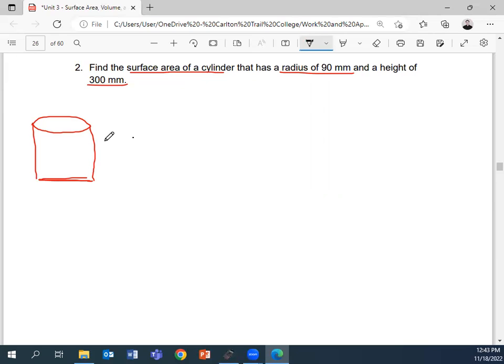So how I do this? My height is 300. Okay. My height is 300 millimeters. And the radius of my circle, which means it starts in the center and moves to the edge, is 90 millimeters.